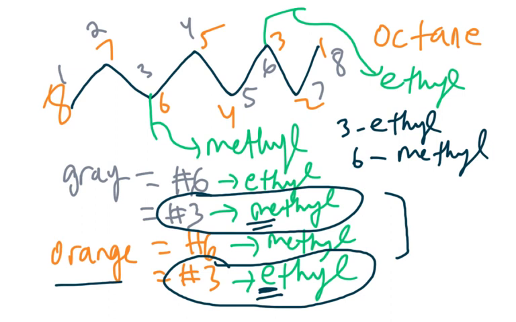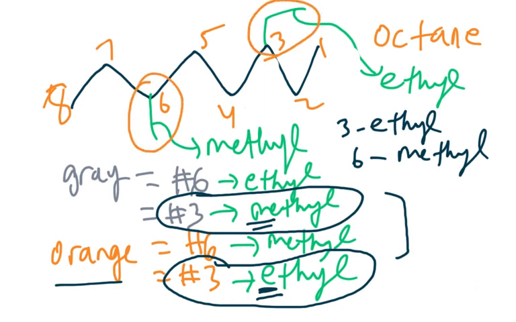So if we go ahead and erase the gray numbering pattern, because that's not the one we're choosing, then we're going to get the correct numbering pattern, which is the orange one. And now you can see that what we're going to go with is the 3-ethyl and the 6-methyl in our name. And we have an 8-carbon chain, which is an alkane. That's our parent chain. So knowing all this, the final name for this molecule will be 3-ethyl 6-methyl octane.